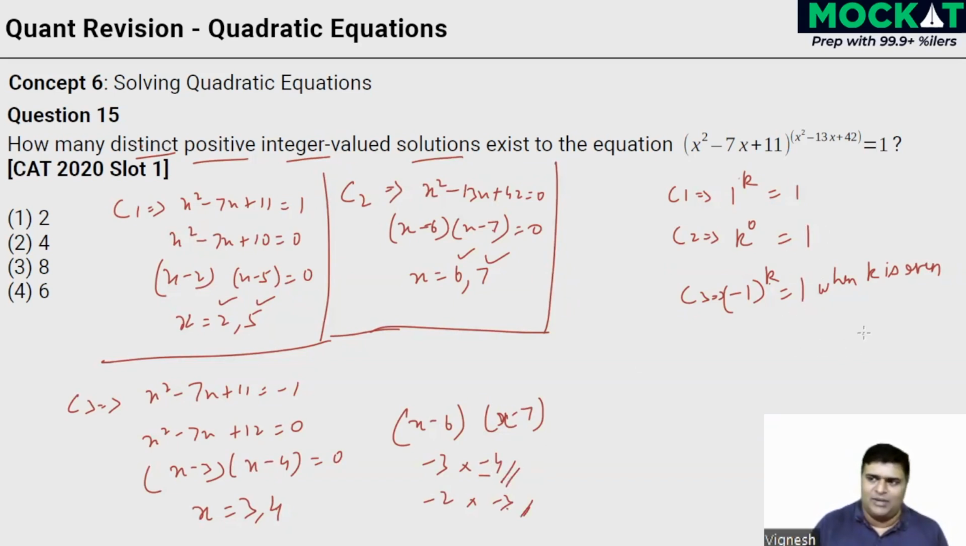It's still going to satisfy. So that's perfectly fine. So therefore, there are 1, 2, 3, 4, and 5, 6, 3 and 4. So 2, 3, 4, 5, 6, 7. Those are the values, 6 distinct positive integer valued solutions for this.